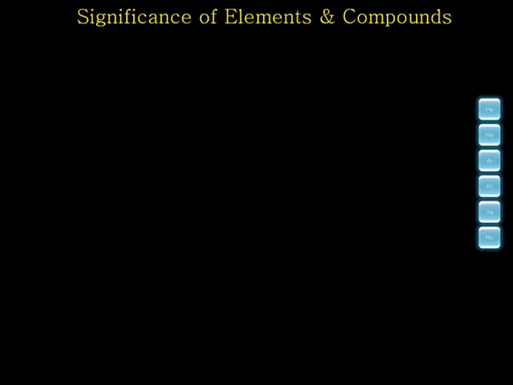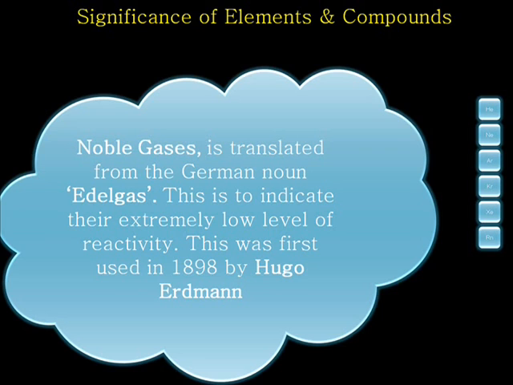Starting off with helium, neon, argon, krypton, xenon and radon. These are known as noble gases. This is translated from the German word Edelgas. This is to indicate their extremely low reactivity. This was first used in 1898 by Hugo Erdmann.